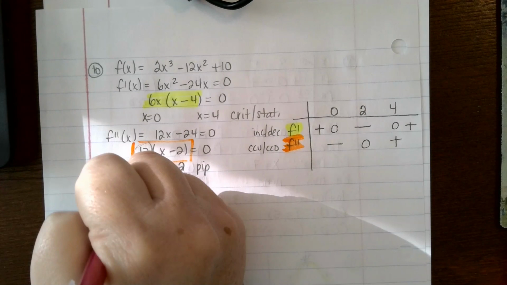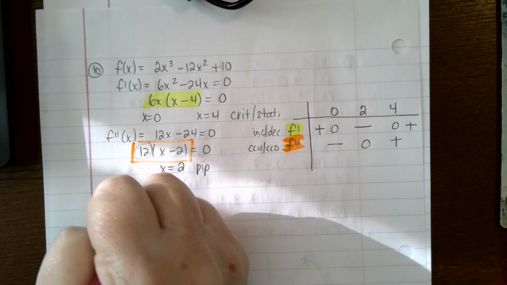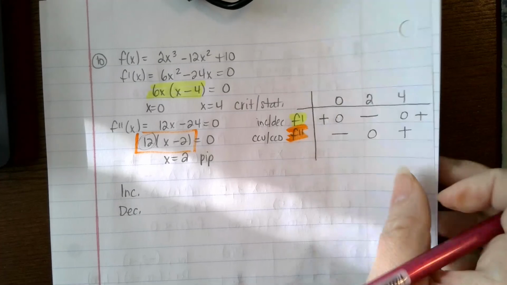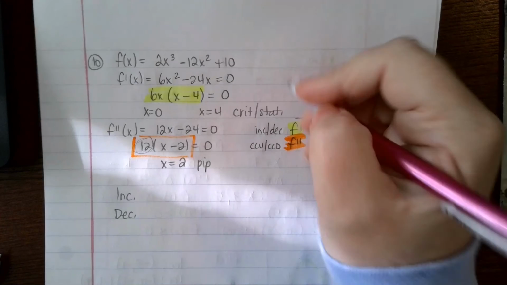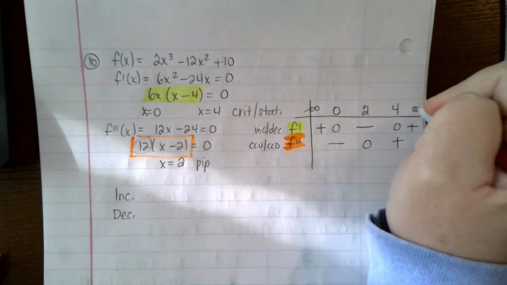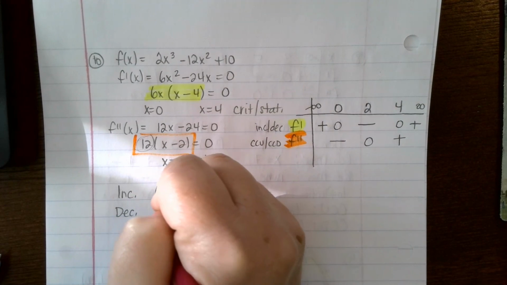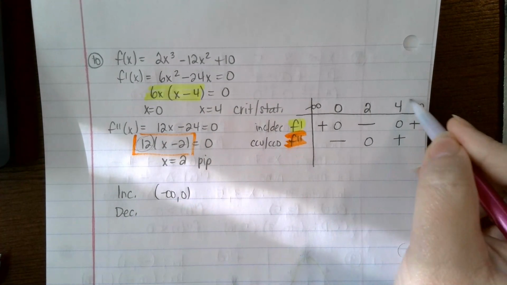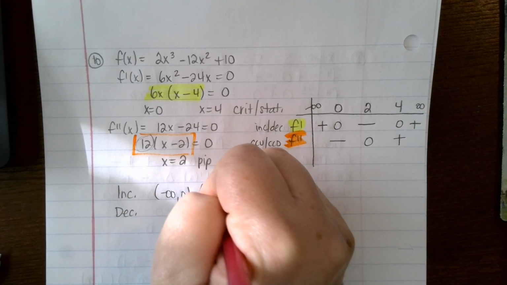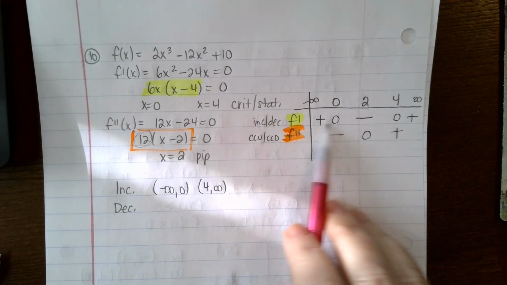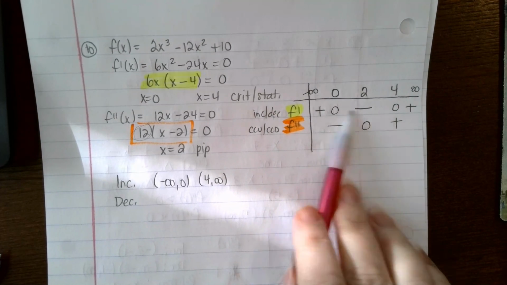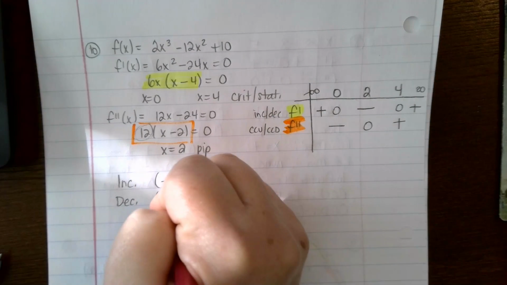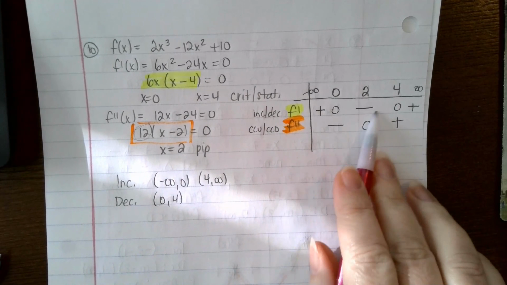Now again, I am going to give all of our pieces of information, but I'm not going to go ahead and justify them, because again, you can look back at number 8 for the justification. Okay? So we're going to be increasing from negative infinity to 0, and we're going to be increasing again from 4 to infinity, because the first derivative is greater than 0. We're going to be decreasing right here between 0 and 4, because the first derivative is less than 0.